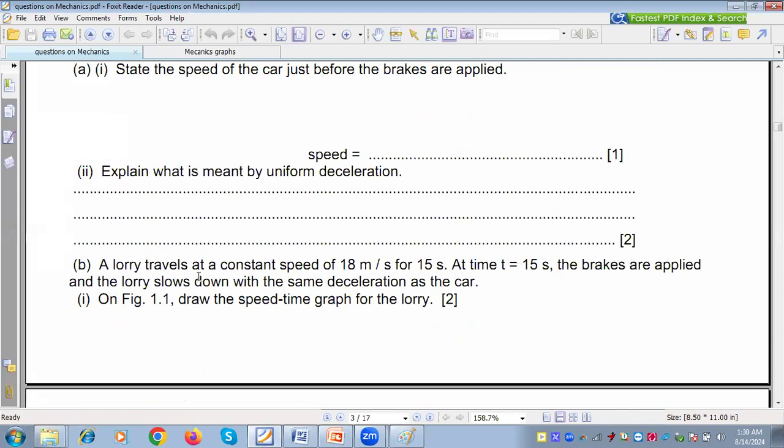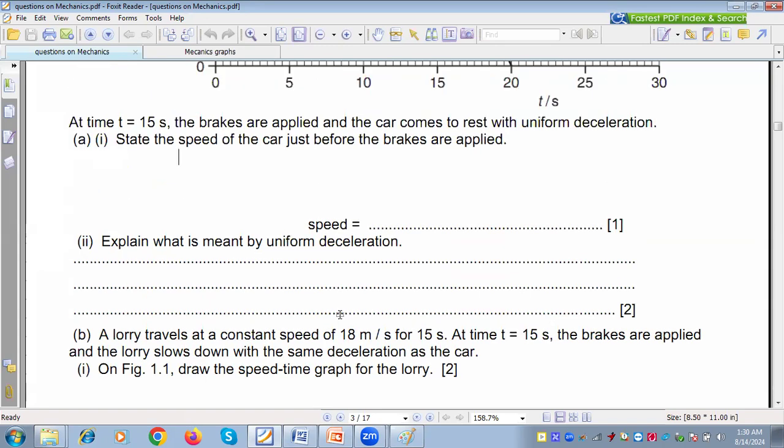A lorry travels at a constant speed of 18 meter per second for 15 seconds. So this is another body which is traveling. The car was traveling at 11.5. The lorry is traveling at 18 meter per second. At time t equals 15 seconds, the brakes are applied and the lorry slows down with the same deceleration as the car. So on the figure, you have to draw the speed time graph for the lorry.